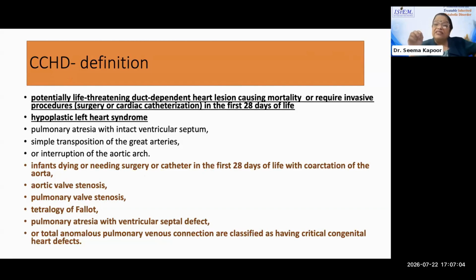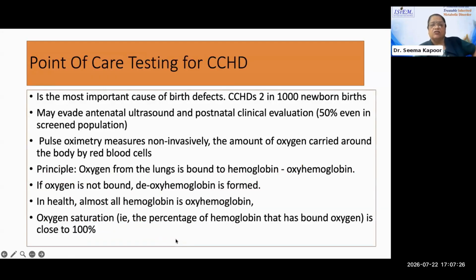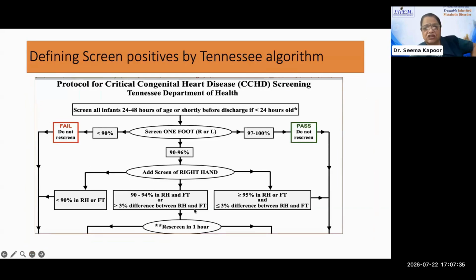So if you want to attain SDG goals, as India has just committed in this WHO 2026, how will you do before you cater to CCHD? So these are children who have pulmonary atresia, hypoplastic left heart, aortic valve stenosis, pulmonary stenosis, tetralogy, or TAPVC as the disorders. So the principle is of deoxy versus oxyhemoglobin, which gives you the oxygen saturation.